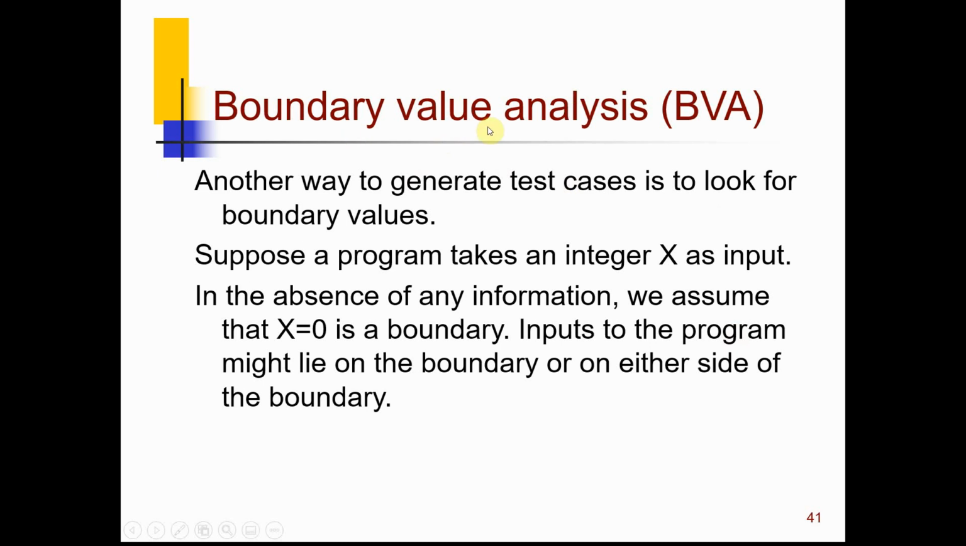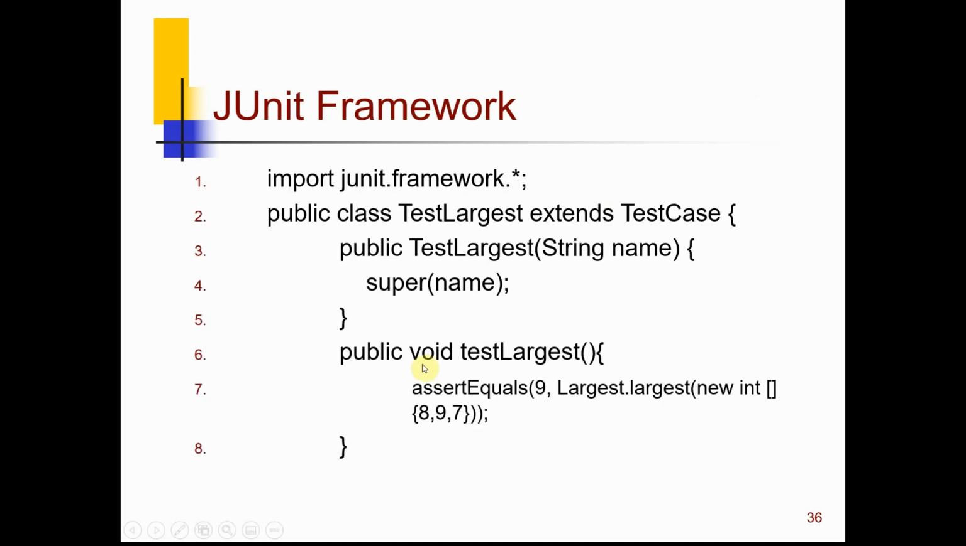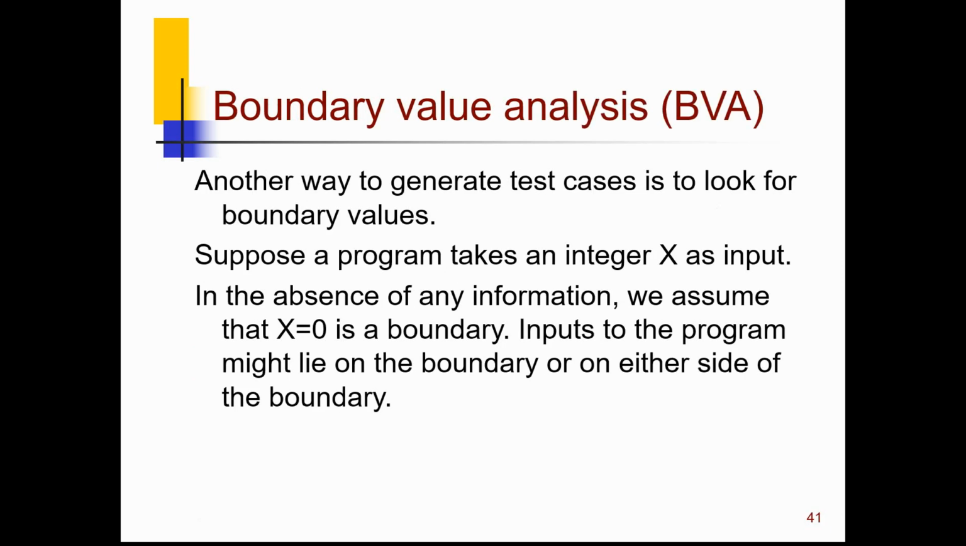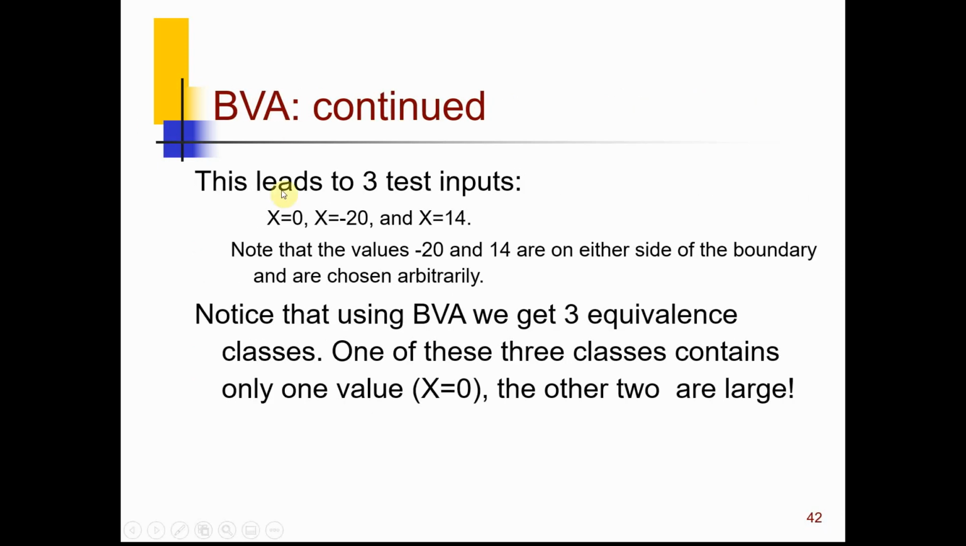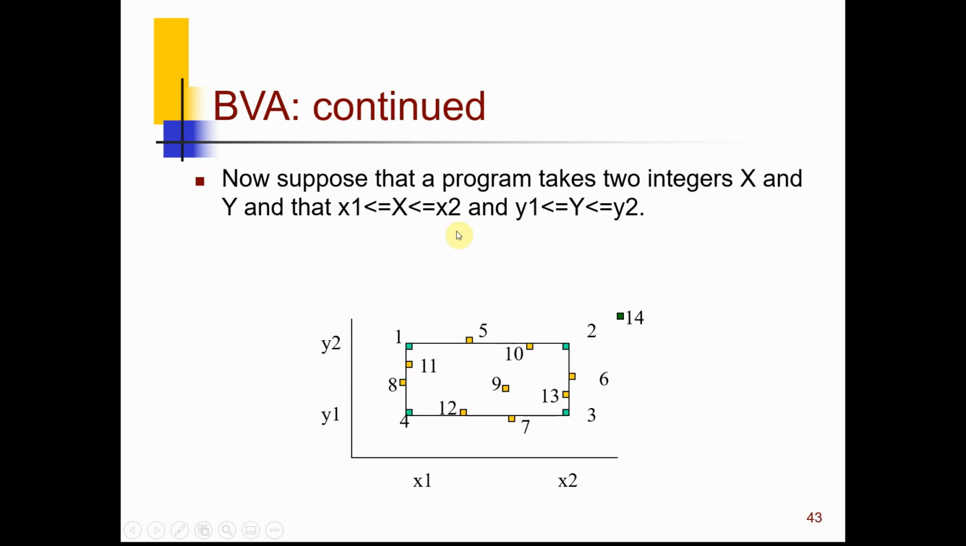So boundary value analysis is a way to generate test cases, or more specifically, to generate test data. Here we can choose 7, 8, 9. We can choose -1, 0, and 1, and we can choose the data around the boundary, the maximum and the minimum. This is how we choose the data using boundary value analysis. For example, if the input data is an integer, we can choose 0 as a boundary, and a minus data and a plus data.